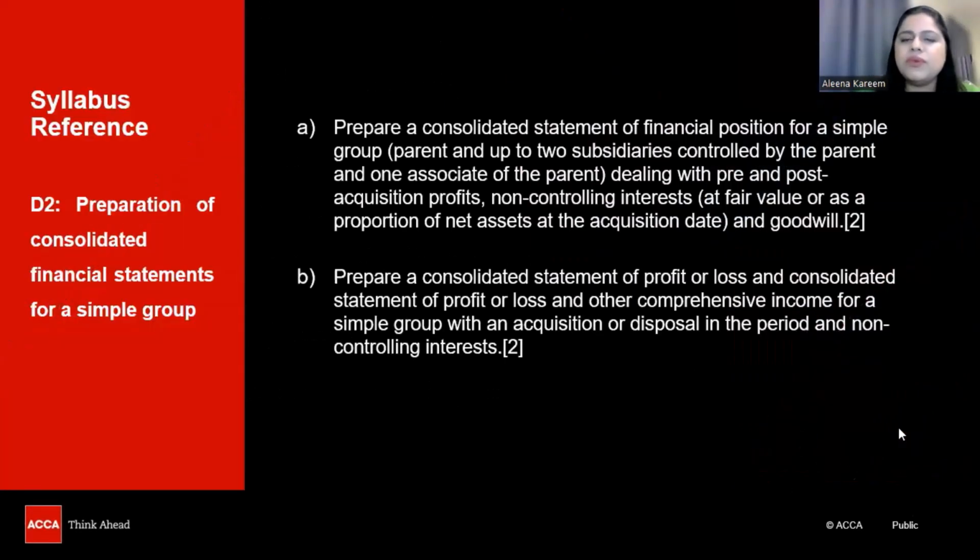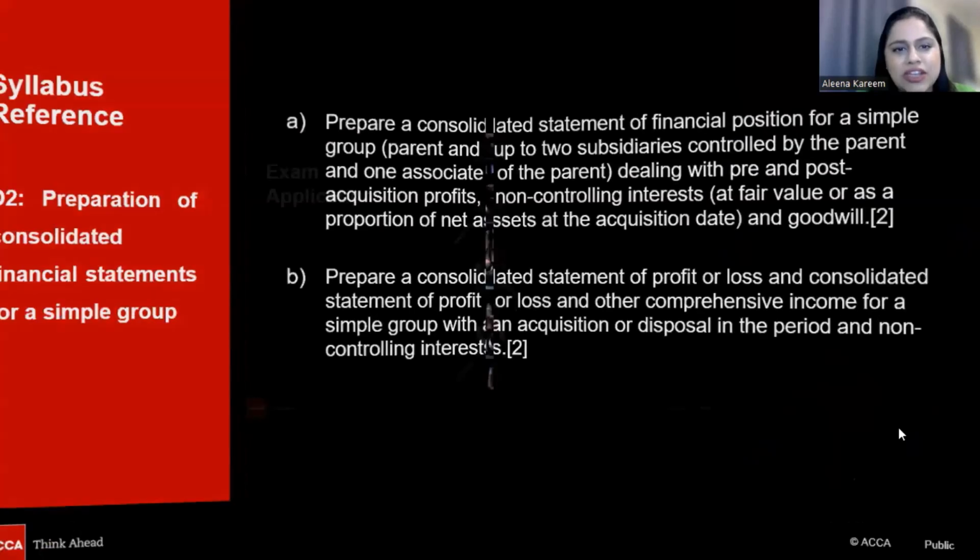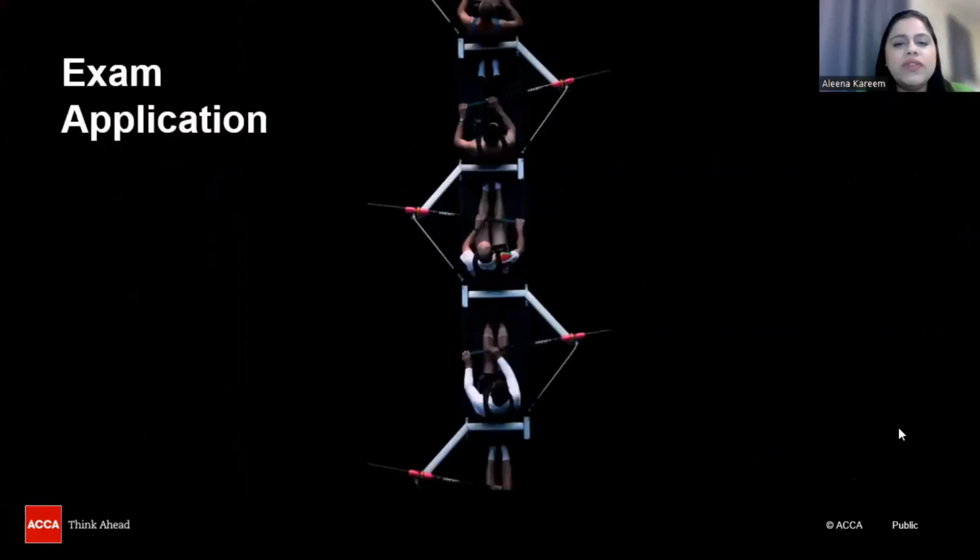Now, this is all with the calculation of NCI. You have the syllabus reference also available over here. Please consult these learning outcomes so that you can have a good idea how the topics can be tested in your exam. Now, with respect to exam application, please do keep this in mind that this working can come up in any part of your exam.